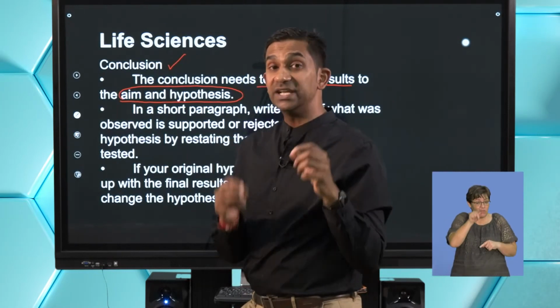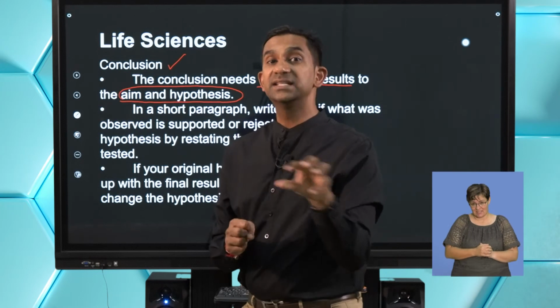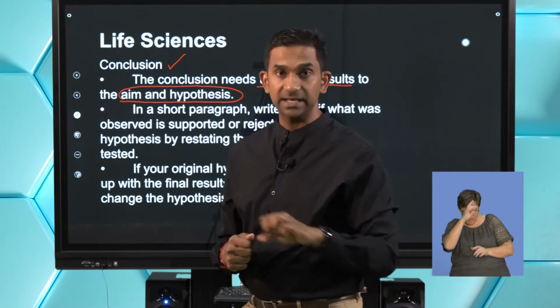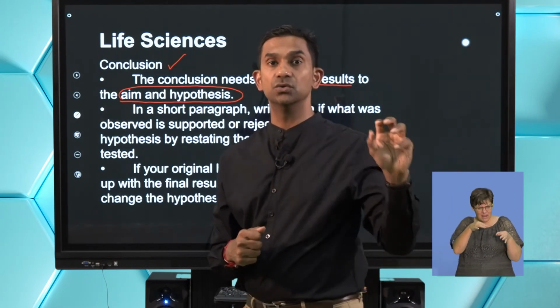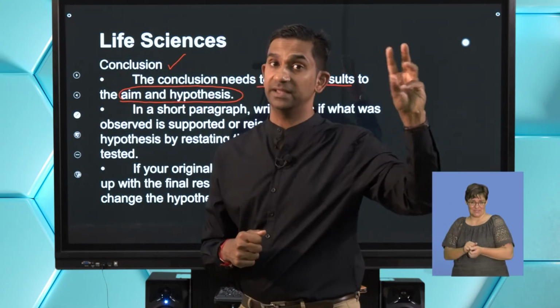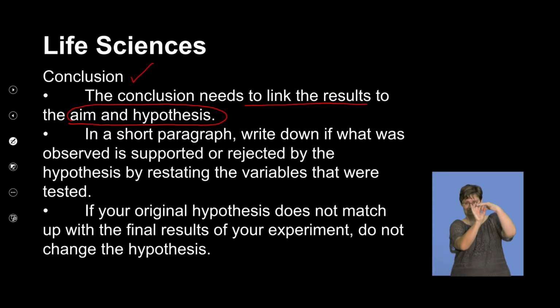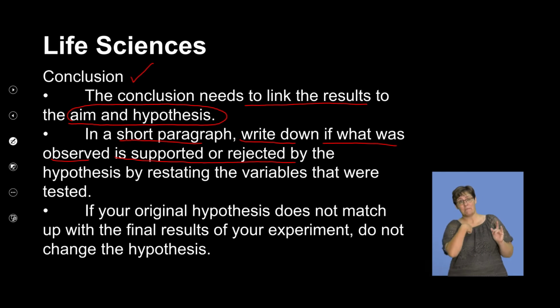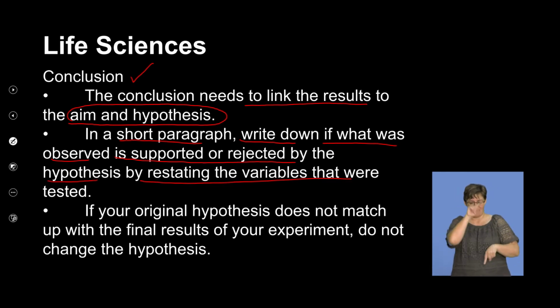It's left to you to interpret those results, explain them, analyze them, and then link that to the conclusion and the aim. So in short, in a paragraph, write down what was observed and whether it supported or rejected the hypothesis by restating the variables that were tested.